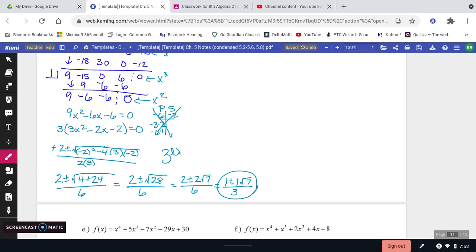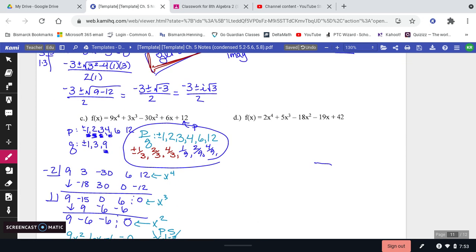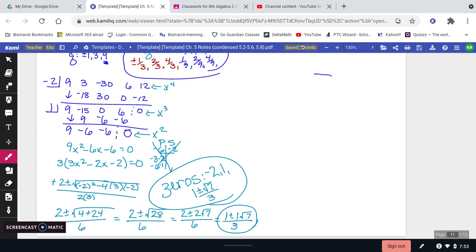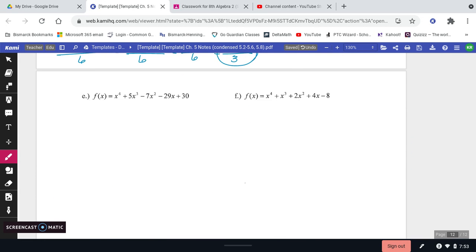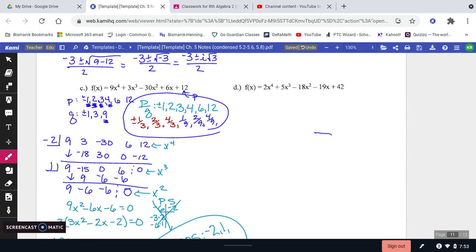Okay, so what are my zeros? Well, my zeros are the -2 and the 1 that I found using my synthetic division, and then these irrational roots. Okay, so there are my roots. Okay, let's do D. Okay, now same way.